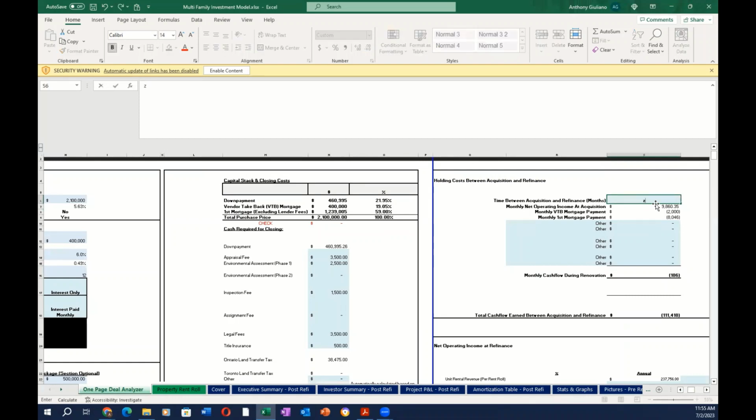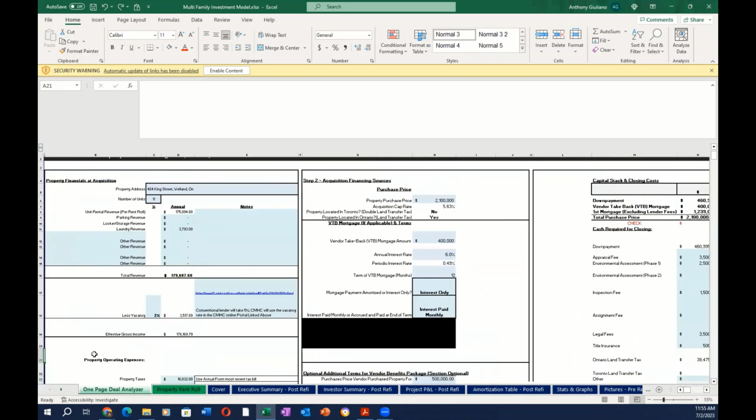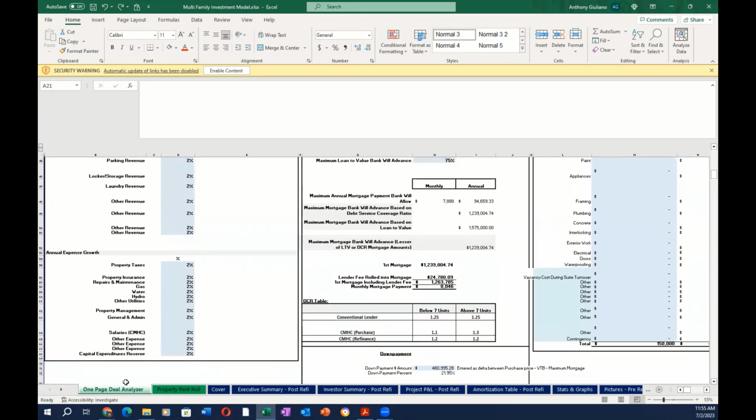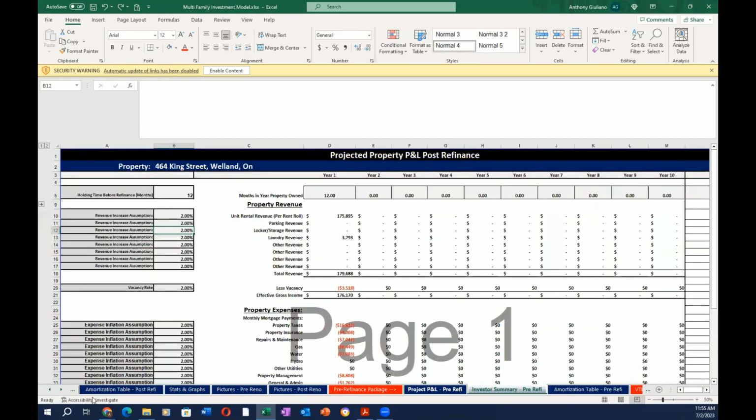And basically in that situation, you'll be able to just generate a buy and hold P&L on the property, and you'll be able to use these gross revenue assumptions. So that's why we have a pre-refinance P&L section over here.